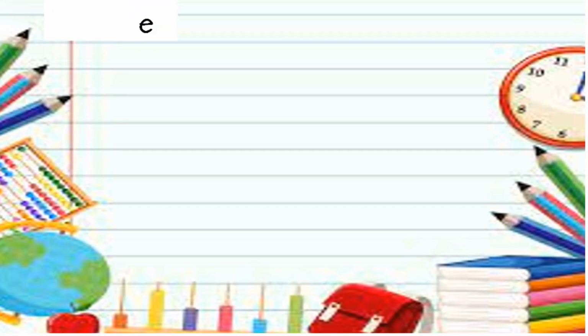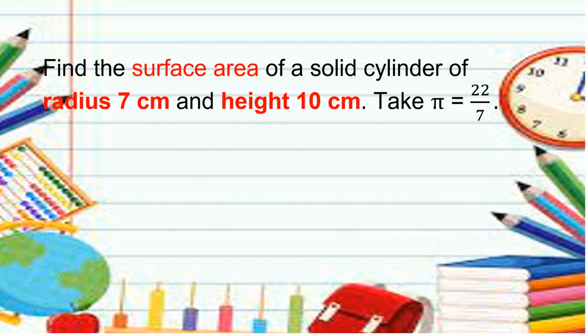So let us take example number 1. Let us read all together the problem. Find the surface area of a solid cylinder of radius 7 centimeters and height 10 centimeters. Take pi as 22/7. So let us recall the formula for surface area. Very good. It is equal to 2 pi r times (h plus r).